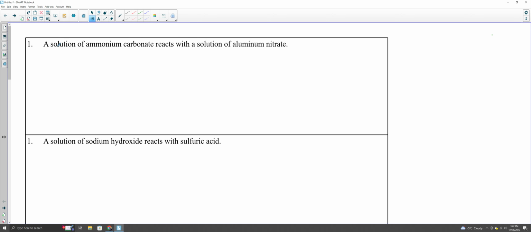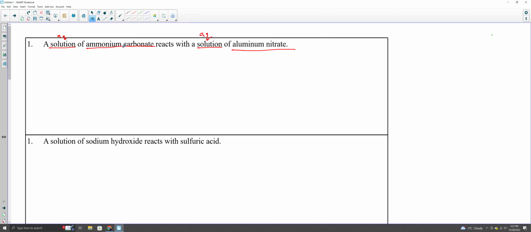So here we go. It says a solution, now I'm going to underline that, it's a key word meaning aqueous, of ammonium carbonate reacts with a solution, another aqueous, of aluminum nitrate. So we've got to take these and put them into words. So now we know our two reactants, ammonium carbonate, aluminum nitrate.